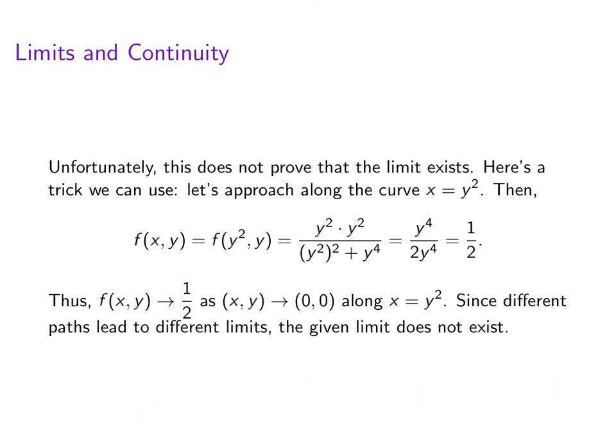So, different paths lead to different limits. This limit does not exist. But this required some creativity in coming up with this different sort of path. Instead of approaching along a straight line, we approach along this curve and we get something different.